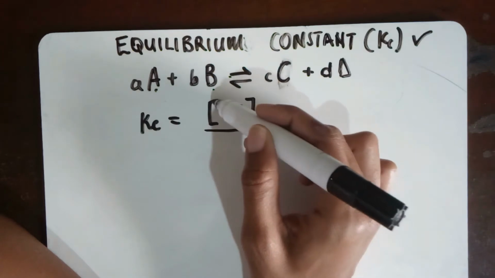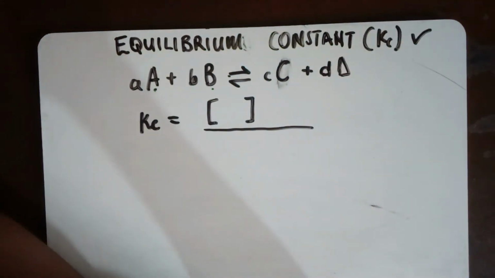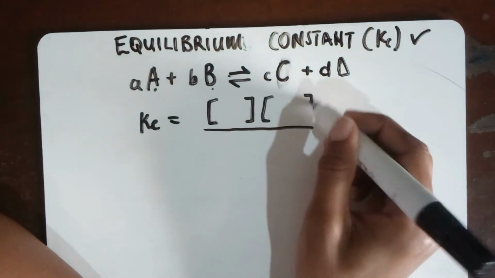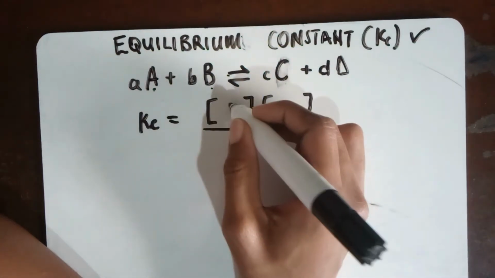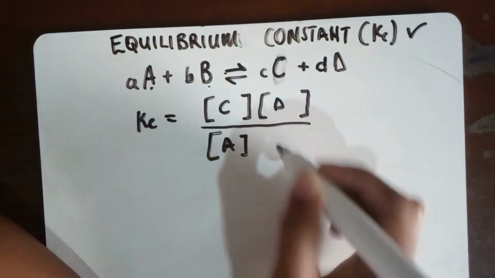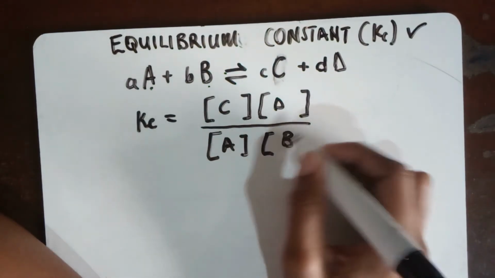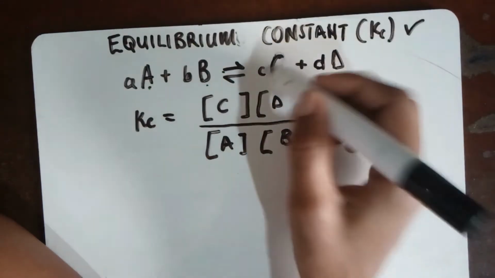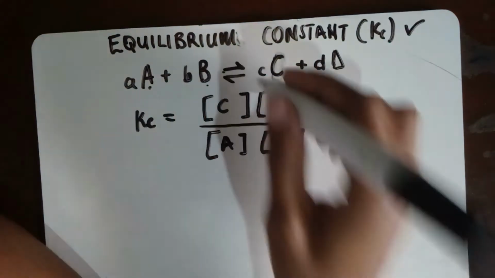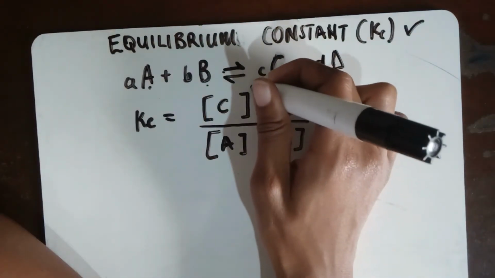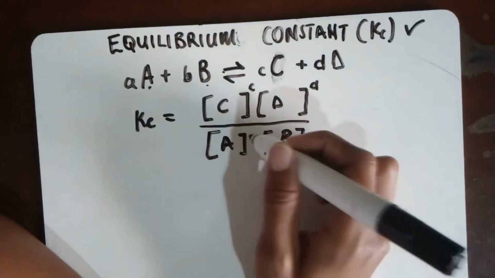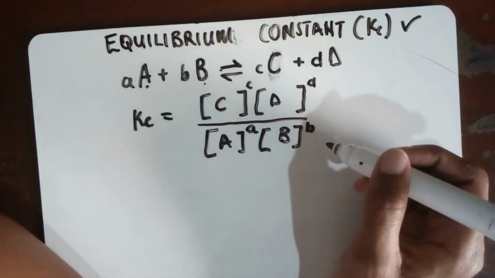What type of bracket is this? A square bracket. This means we are concerned with the concentration. That's why we put it in the bracket. So we say [C][D] over [A][B]. Remember, A and B are our reactants. However, we're not done. We also have to put the coefficients a, b, and c, d there as exponents. So we have c there, d there, and a, and then b, right?